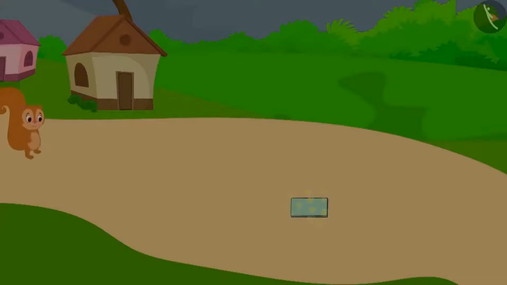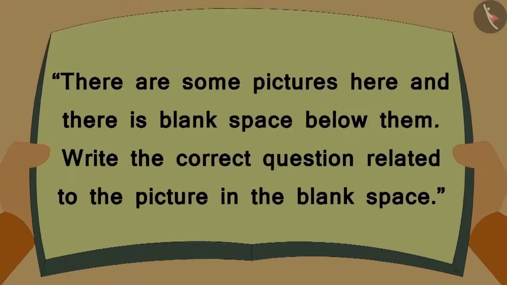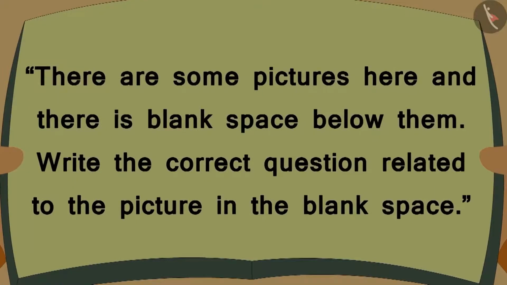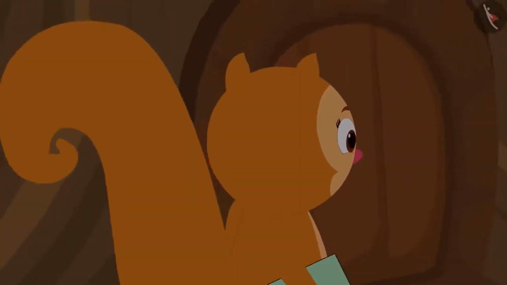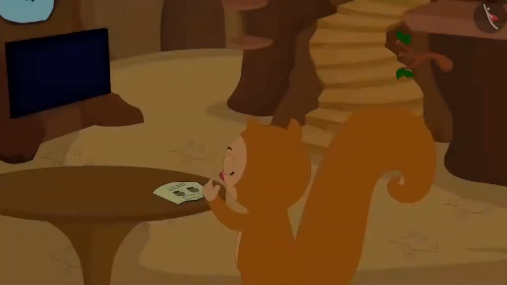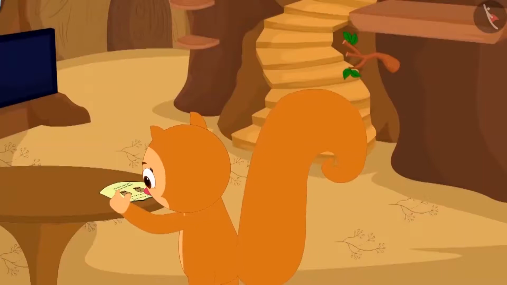One night, Chanda was returning from her shop. She found a book on the way. In the book, it was written, "There are some pictures here, and there is a blank space below them. Write the correct questions related to the picture in the blank space." Chanda picked up the book and took it to her home. This was the first picture in the book.